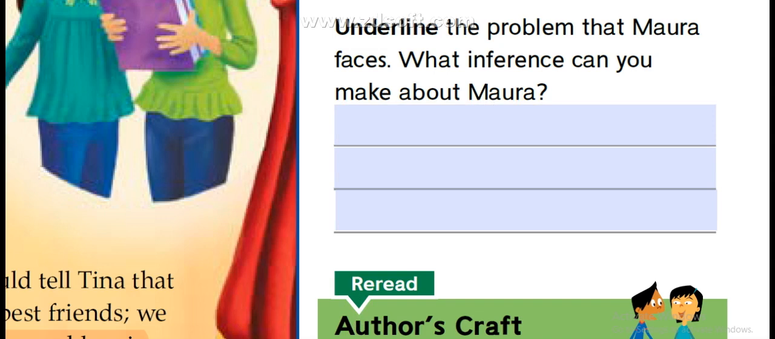Did you conclude that Mora is courageous? No, she's not. She's not brave because she didn't speak up. Did you conclude that Mora is shy? Maybe she's shy. But did you conclude that Mora cannot speak up? Yeah, we concluded that Mora cannot speak up and she cannot say what she wants to say.